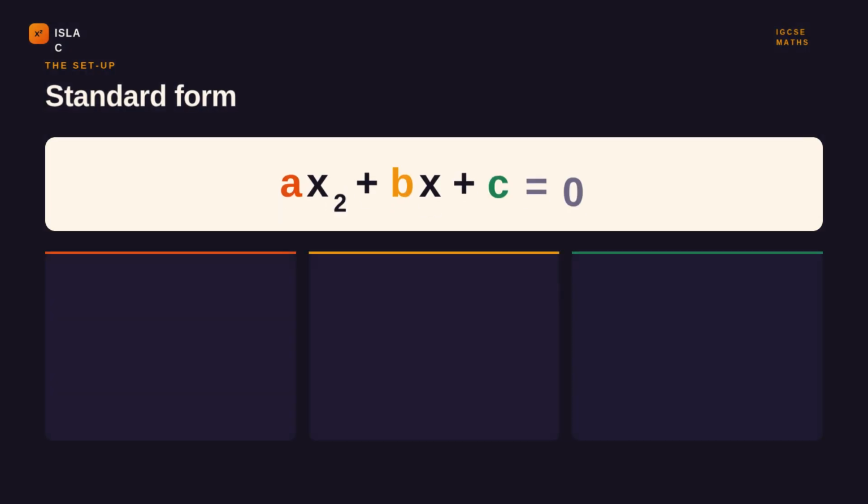Before solving, always rearrange to standard form: ax squared plus bx plus c equals 0. Everything on one side, 0 on the other. The letters a, b and c are the coefficients. a multiplies x squared, b multiplies x, and c is the constant on its own. For 2x squared plus 3x minus 2 equals 0, a is 2, b is 3, and c is minus 2. Notice c is negative. The sign always travels with the number.